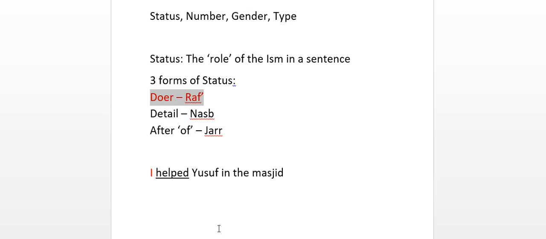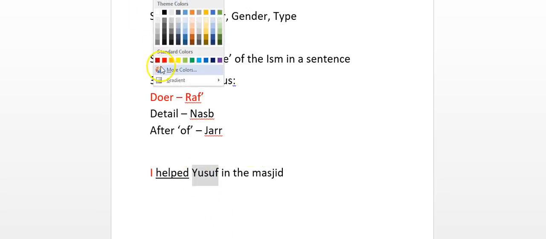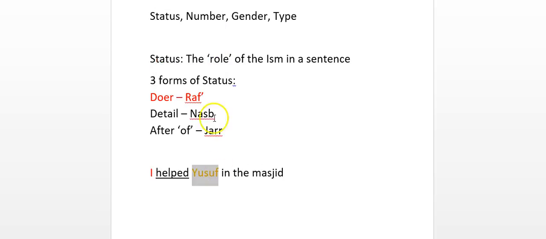Okay, so who did I help? The answer is Yusuf. Let me color that in orange. You guys can see that. Okay, and then are there any more details? Yep, in the masjid. Okay, where did I help? I helped in the masjid. So you have two details over here, and we don't have any after ofs. If you don't have any after ofs, fair enough, we don't need it.